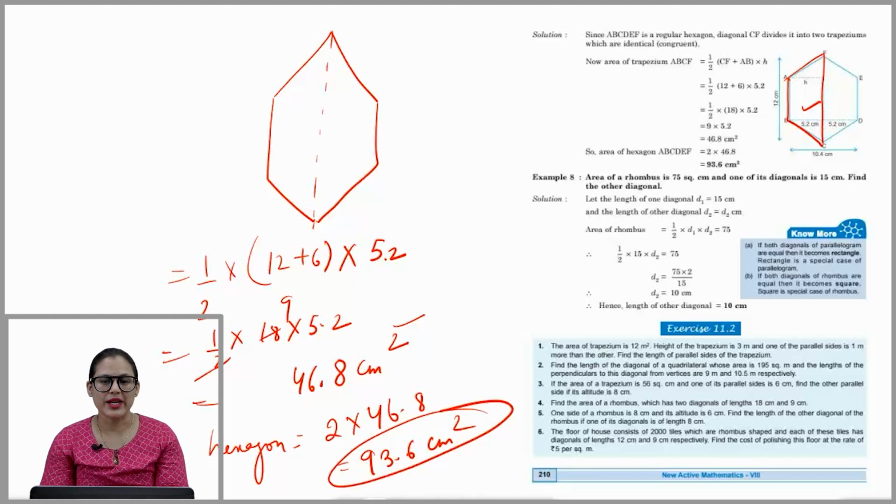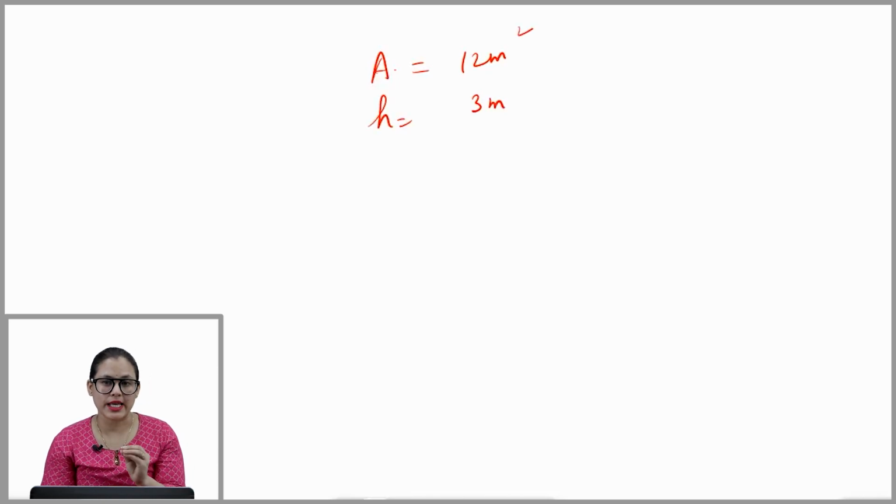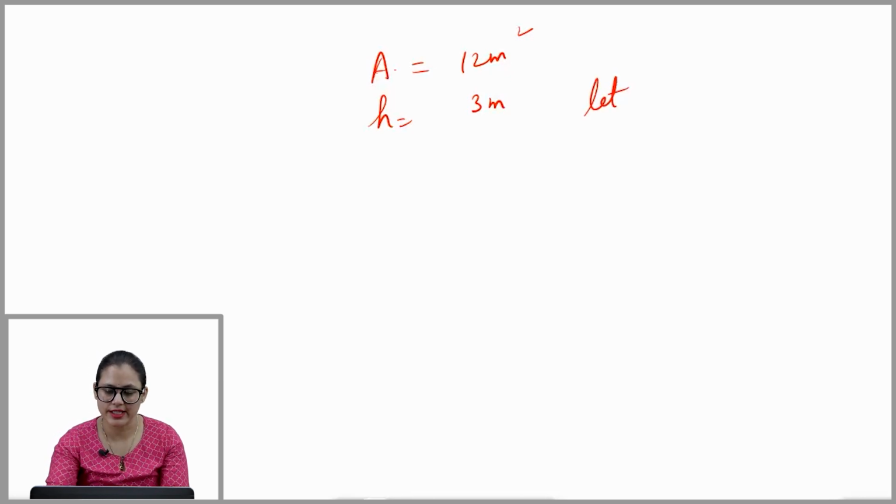Now let's do exercise 11.2. The area of a trapezium is 12 meters square. The height of the trapezium is 3 meters and one of the parallel sides is 1 meter more than the other. Find the lengths of the parallel sides of the trapezium. In this question, the area is given, 12 meters square. The height is also given, which is 3 meters, and one of the parallel sides is 1 meter more than the other.